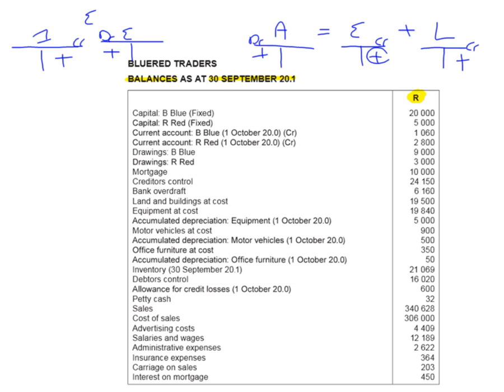Now let's get stuck in. Pull up a highlighter and we can go do a read through this question. We have capital accounts for blue and red, both fixed at 20 and 5. We then have current accounts for B blue and R red. Both of them are in credit balances, which makes your life a bit easier. But take note, 1st of October 20.0 means those are the balances at the beginning of the year and nothing has been done to those accounts.